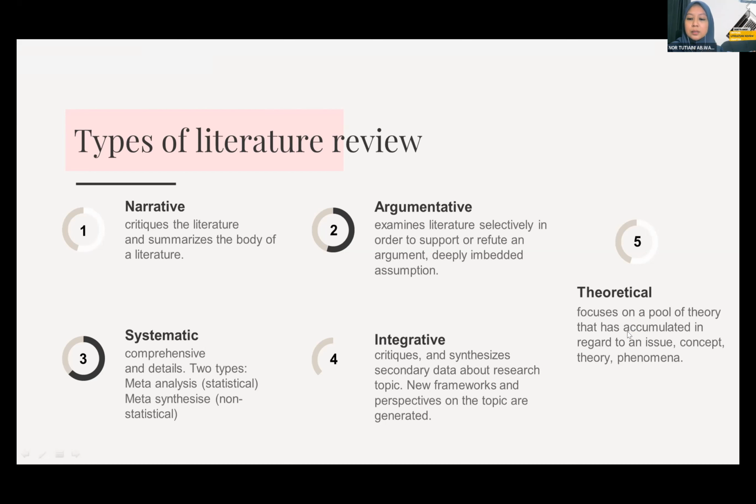Okay, so in theoretical literature review, kita focus on a pool of theory. Kita dah accumulatekan this particular theory yang ada related to our research topic. Okay, and then kita look in depth into the issues, into the advantages, into the weaknesses, into the strength of each of the theory, and kita compare. Okay, so by doing this, then kita tahu dekat mana kita nak kena improve for our new theory. Macam tu. So this one is theoretical lah. So usually grounded theory analysis using these particular types of literature review. Okay, alright, settle.